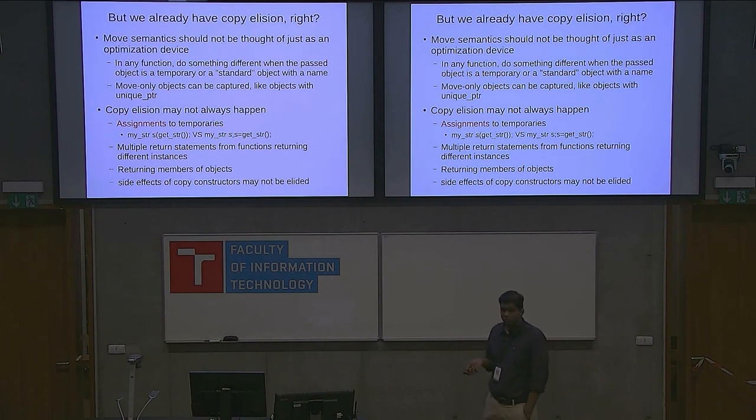So this came into C++ in 2011. C++17 has guaranteed copy elision, but till 2017, copy elision may not have happened at all.